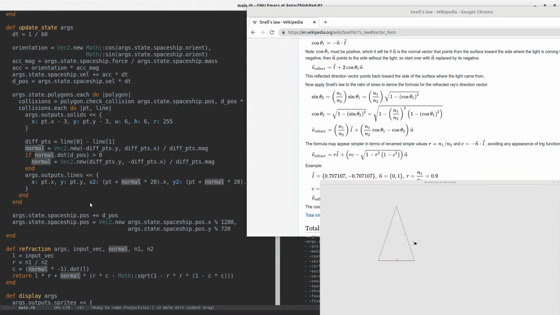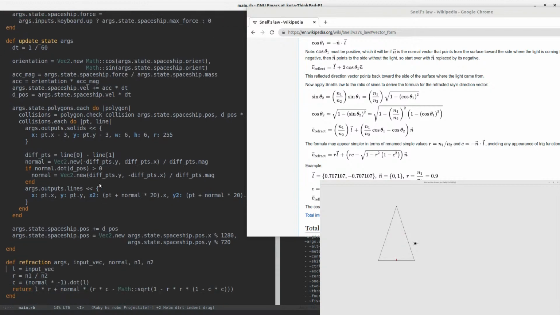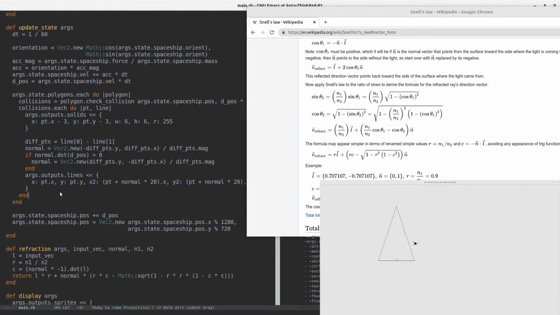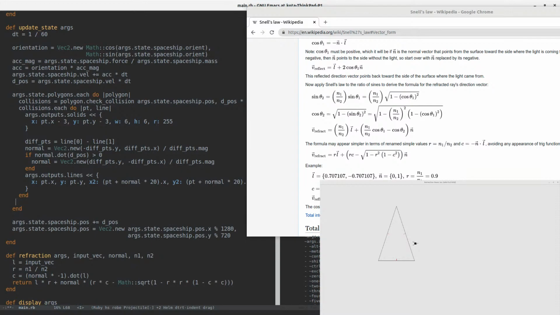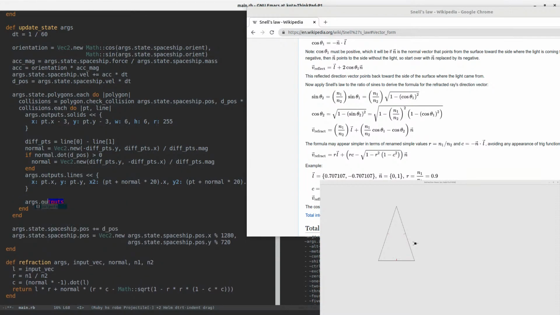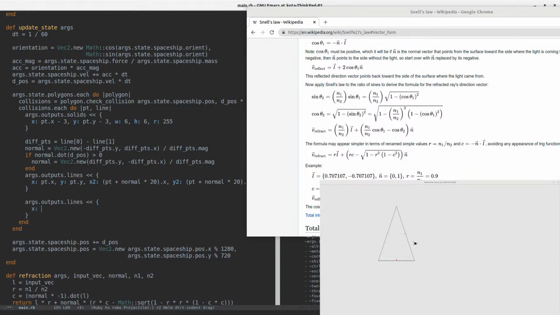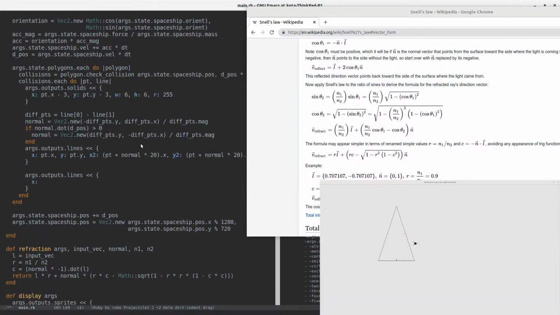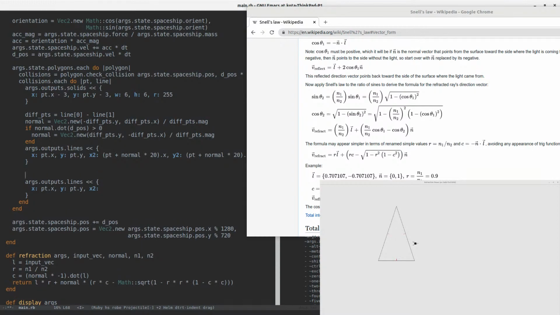Okay, so now why don't we also display our refraction angle? So for each of these, we will show args.outputs.lines, x point.x, y point.y, x2. Yeah, well, you know what I mean.